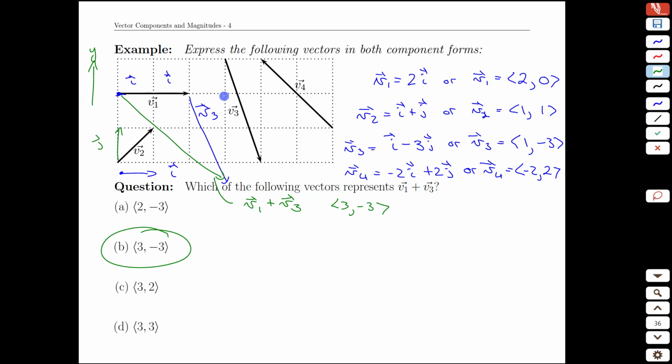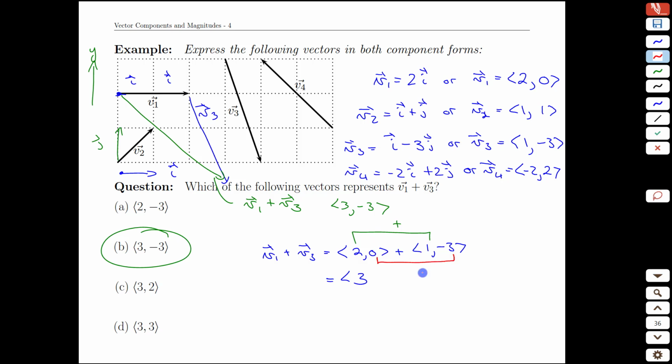However, if we think of how we built this diagram, we could do exactly the same thing going straight from the components. v1 was 2, 0. v3 was 1, negative 3. What do we do when we add vectors on the plane? Well, we take the x components that we had in the original vector, the first vector, and then we add in the component of x from the second vector. So we take this 2 and this 1, and that gives us a 3 for the x component.